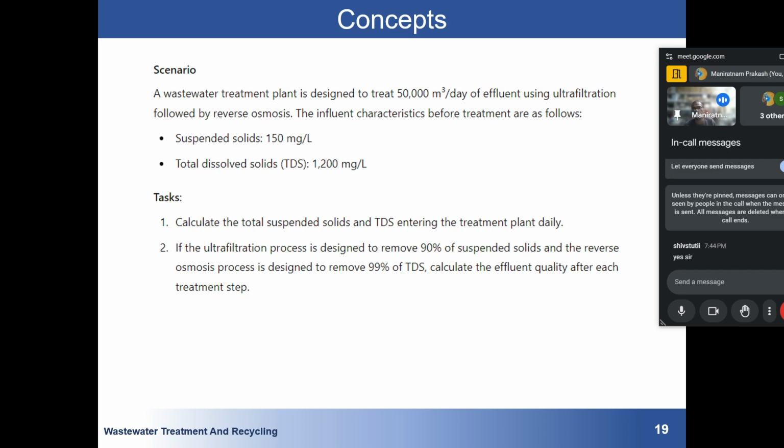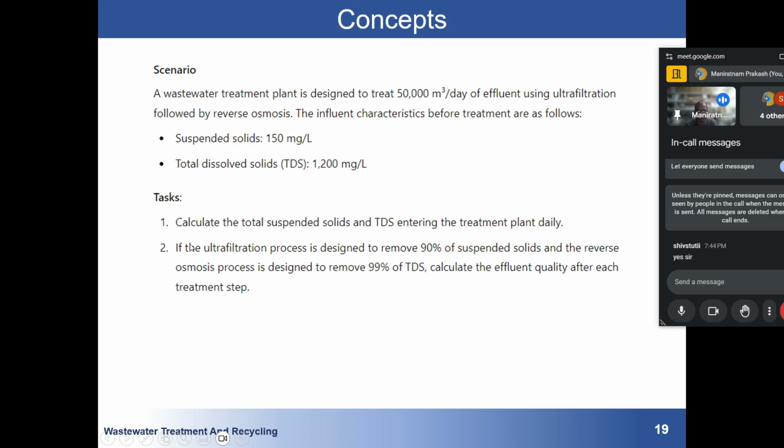But you are spending this much money and still drinking water having this much TDS, which is not good. Generally, it should be around 500. And suspended solids should not be there, there should not be any suspended solid in our system. So we have two problems: calculate the total suspended solids and TDS entering the treatment plant.